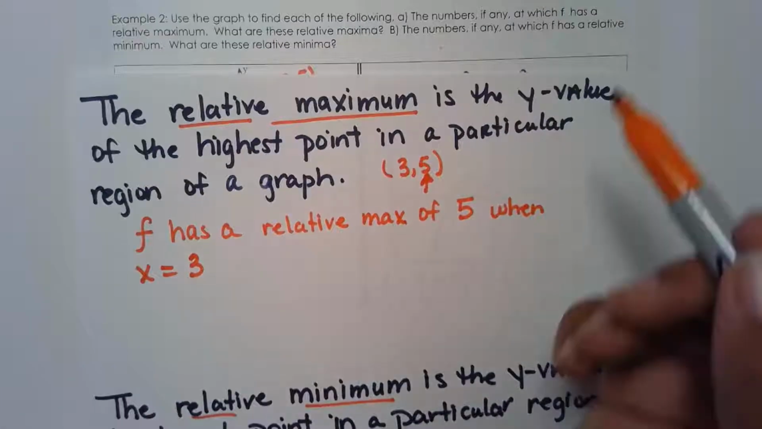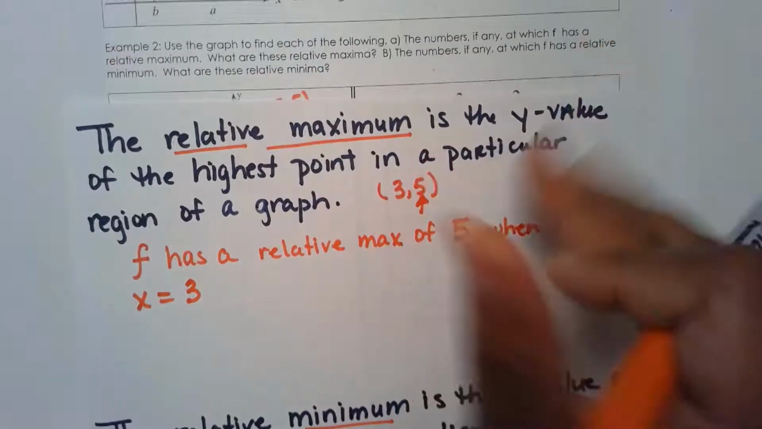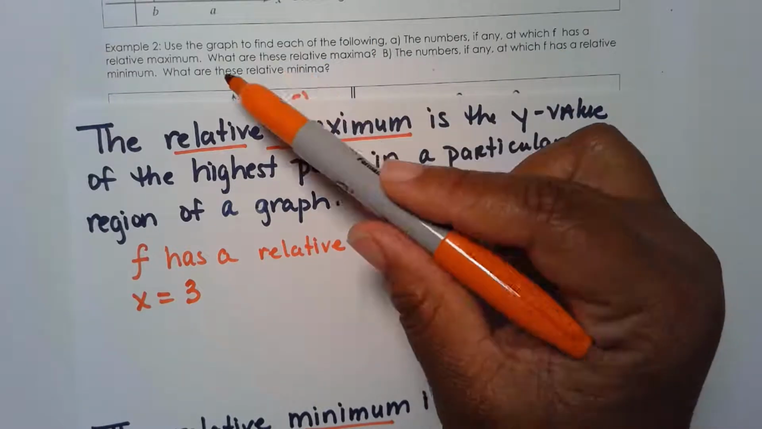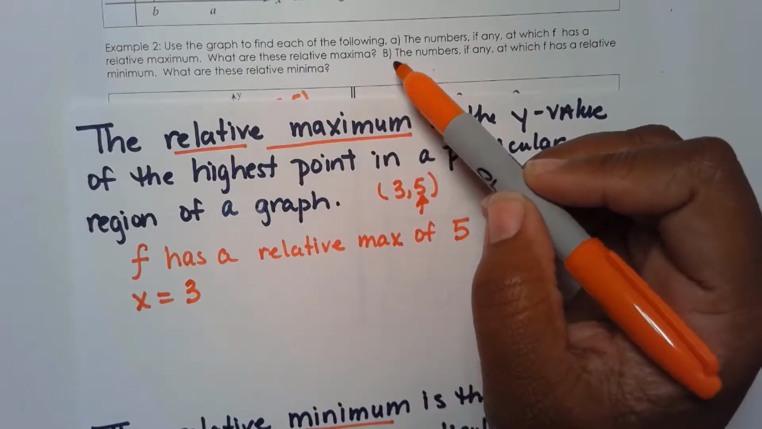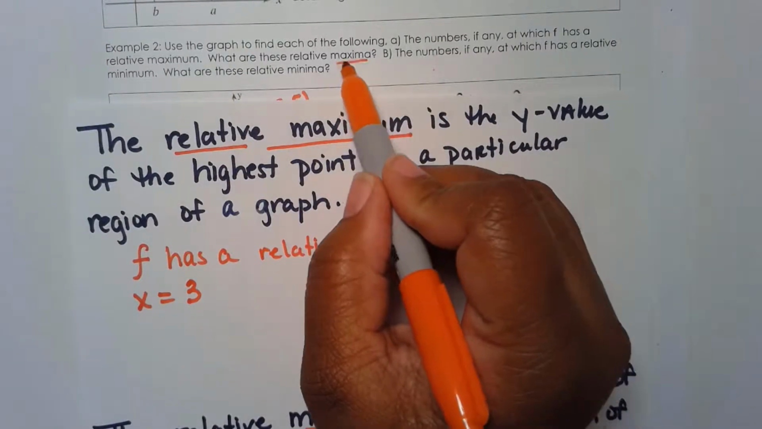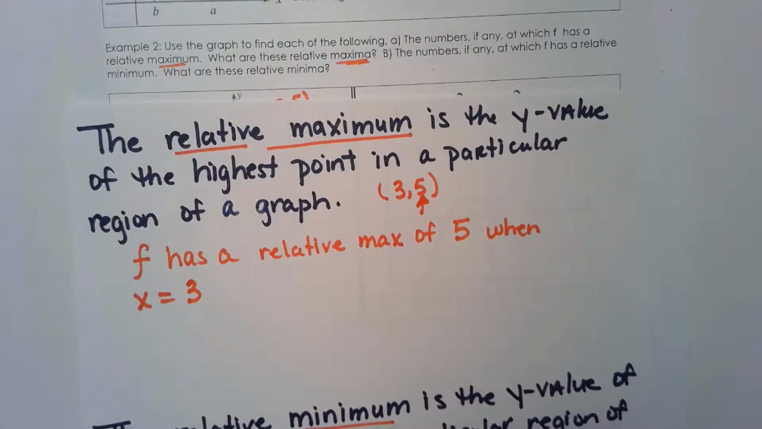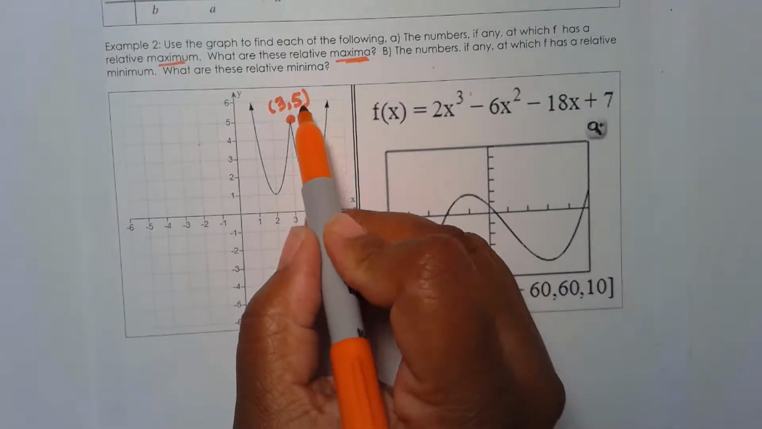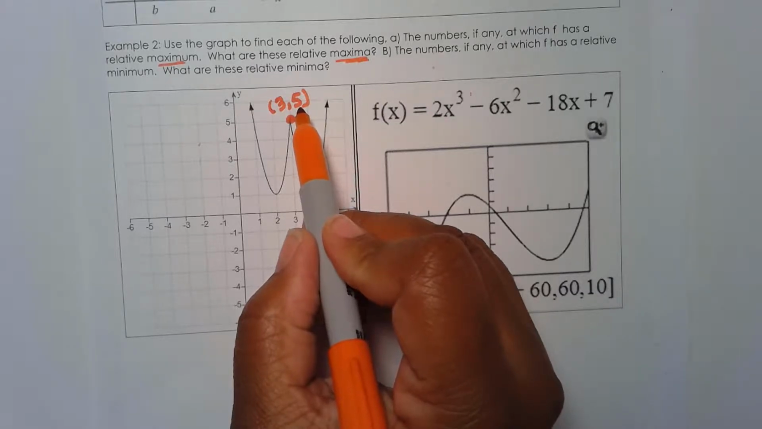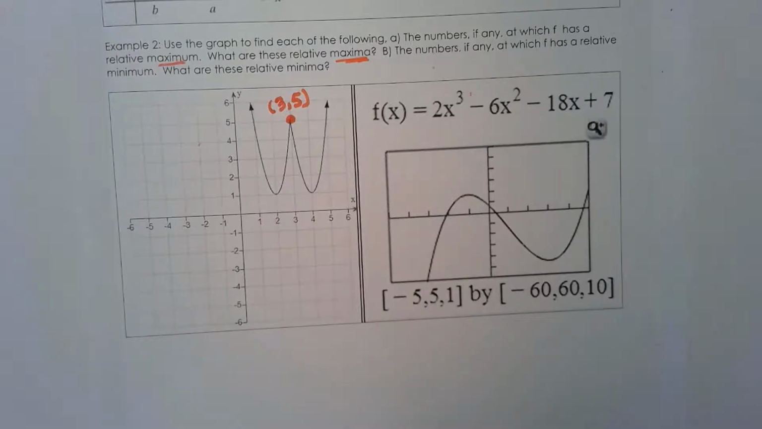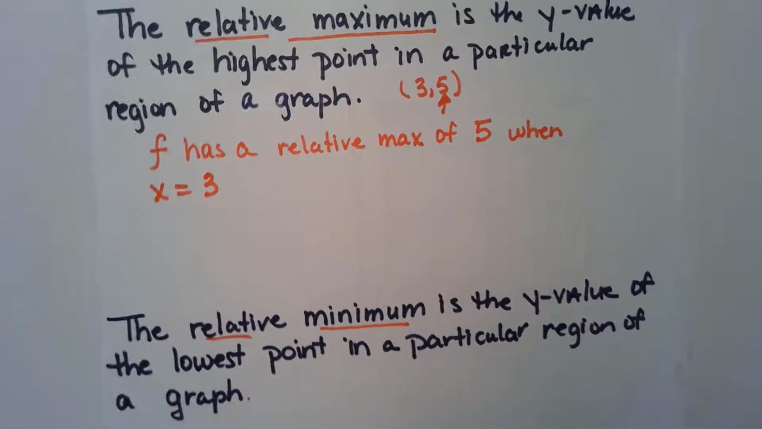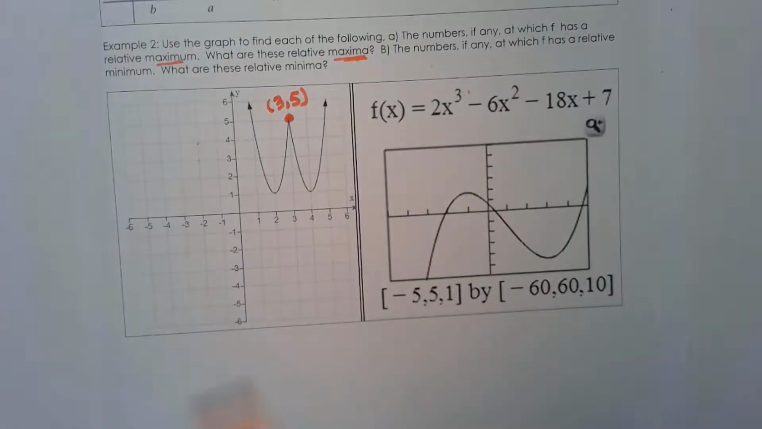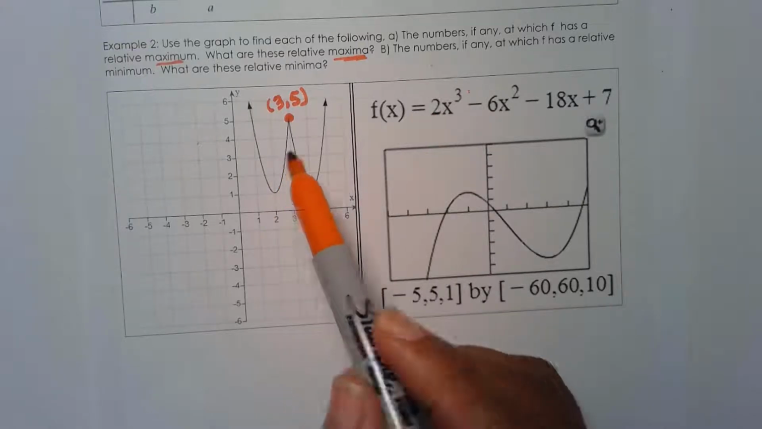So it says here, the number, if any, at which your function f has a relative maximum. What are these relative maxima? It's just maximum, maxima, the long version and short version of it. So we would say the relative maximum would be 5, because it says look at the y value. But if we want the entire point, we would just write out the ordered pair, (3, 5).